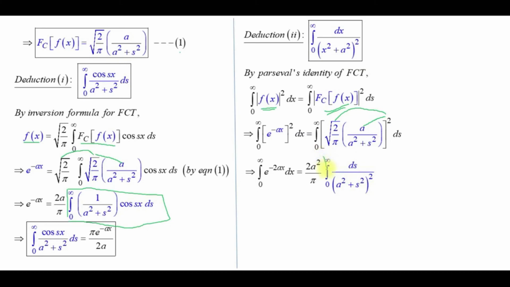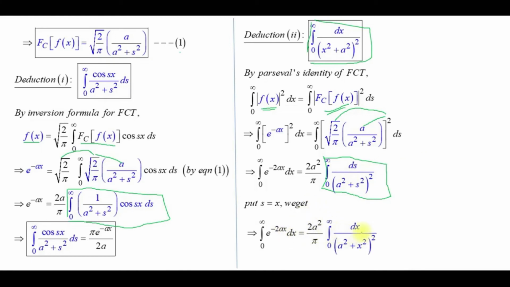So now compare this with deduction 2. The only difference is here s, here s, here x, here x. Therefore, substitute s equal to x. So put s equal to x, we get 0 to infinity e power minus 2ax dx equal to 2a square by pi, 0 to infinity dx divided by a square plus x square the whole square. Actually, we need this term only.